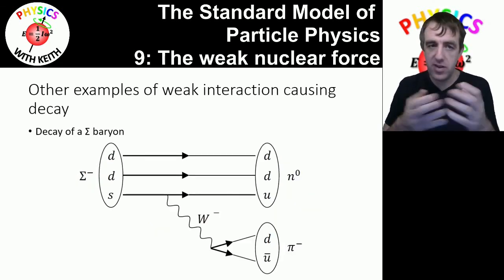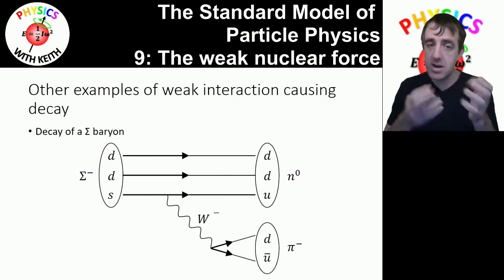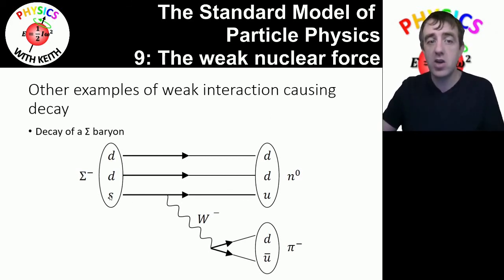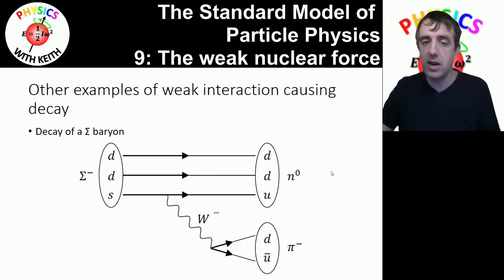Slightly more simple is this example of a Σ- decaying, when the strange quark decays into an up quark. Remember, an up quark is less massive than a strange quark. And the strange quark does so by emitting the W- boson. So that's exactly the same as before. But now this is the configuration of quarks that comes out after the interaction.